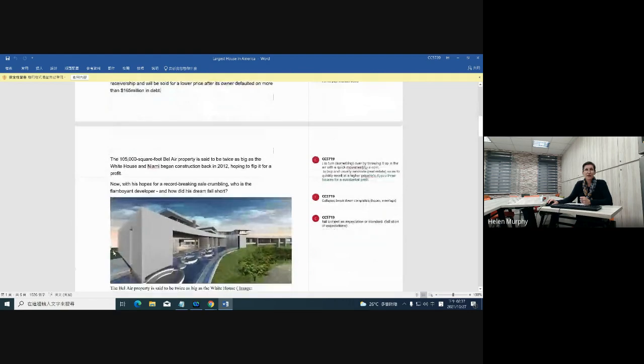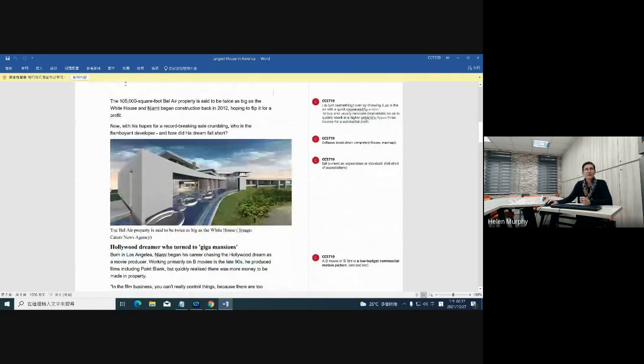So let's have a look at the next page. Now, here we have the size of the property, which is 105,000 square feet, which is twice as big as the White House. I wonder why one person or one family would want to live in a house that is so big. But I guess if you are a billionaire, maybe this is what you want to do. Okay, so this Bel Air property, Bel Air is the suburb in Los Angeles, is said to be twice as big as the White House.